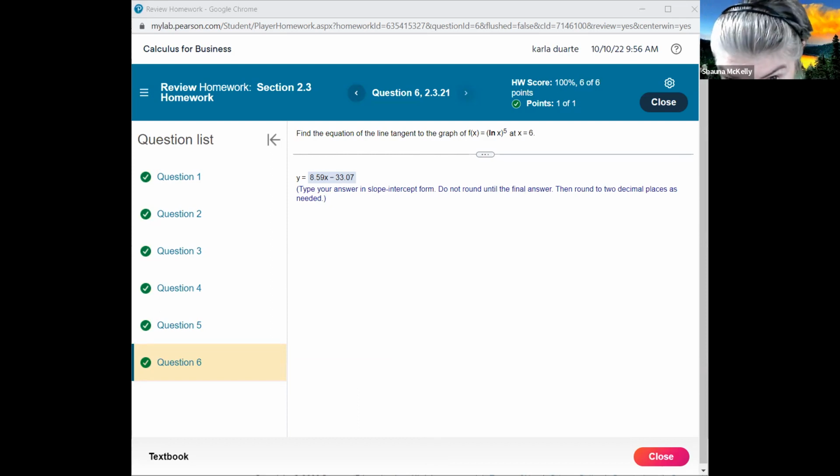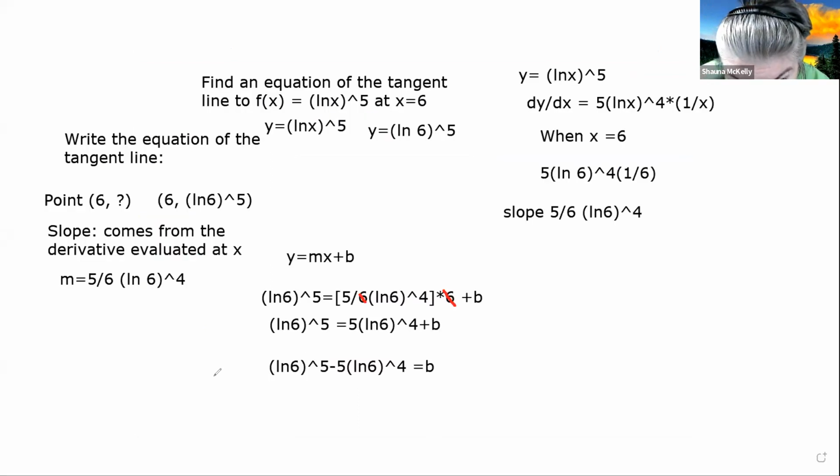If I go up here to the whiteboard, M is 5/6 times ln 6 raised to the 4th power, okay? So pause the video if you need to. Write just this down, and we're going to see, remember, that should be 8.59. We're going to do it together, but write this expression down for M.